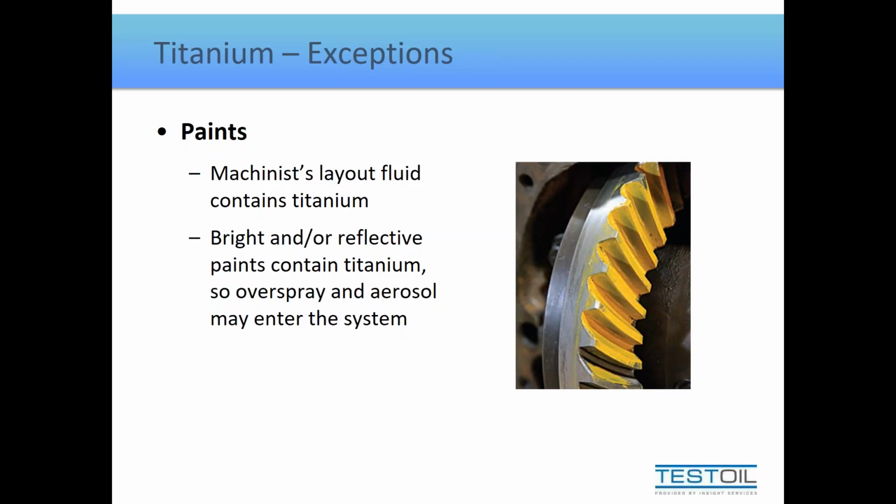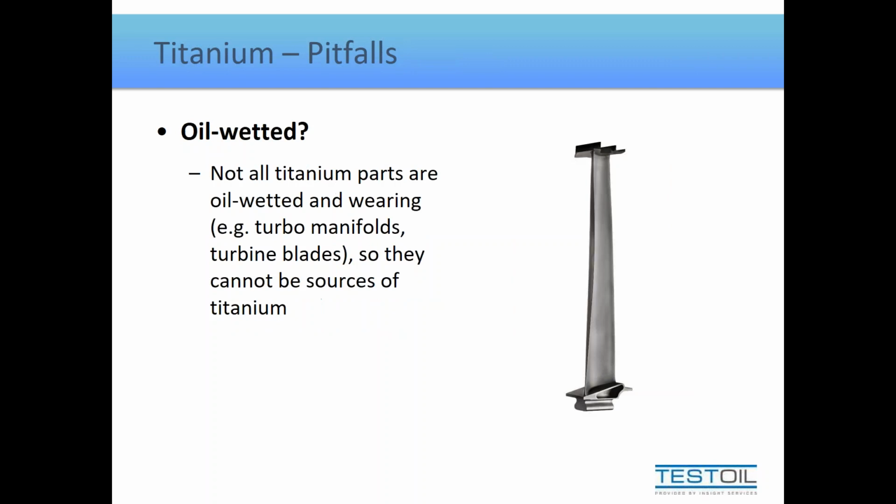Now, one note about titanium, because certainly I've read a fair number of tables and charts recommending potential sources of elements. I always question when people put things on lists like turbine blades. It's often listed as a source of titanium. While I don't disagree that turbine blades are made from titanium, I would ask, are they oil wetted? Are they wearing? How would turbine blade material get into the lubricant system?